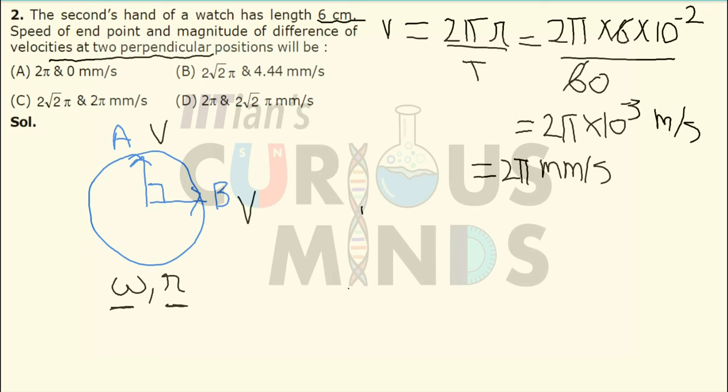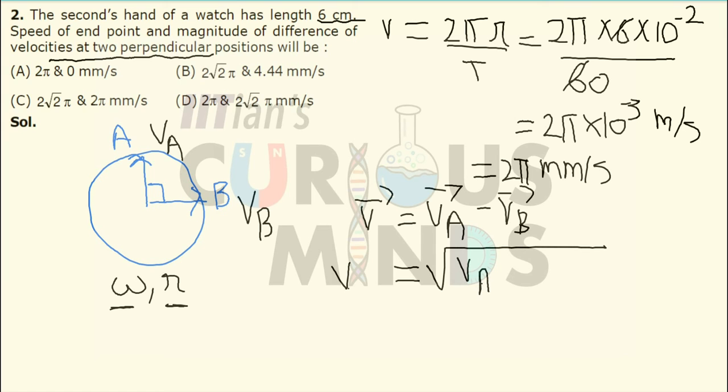We have to find out the difference of the velocity. Let me call this velocity at point A and this velocity at point B. It means we have to find out VA vector minus VB vector, the difference of the velocity in vector form. Now both these vectors have the same magnitude. So the resultant V will be equal to root of VA square plus VB square minus 2 VA VB cos theta. Why minus over here? Because we have to find out the difference. So if the angle between them is theta, the difference will be minus theta.